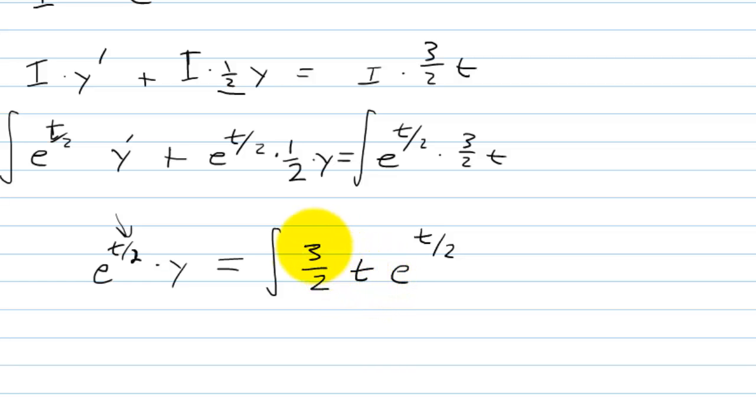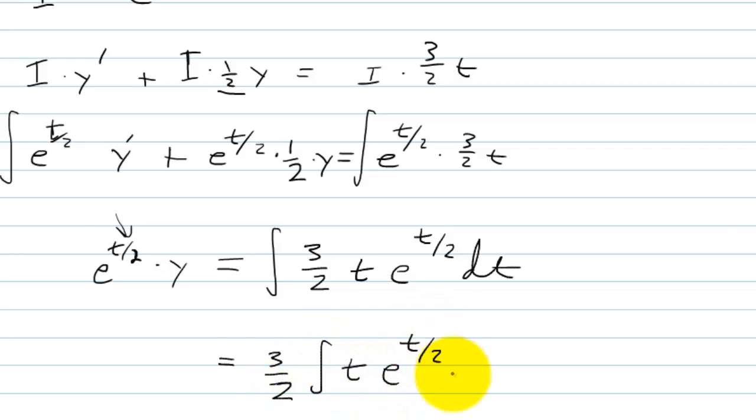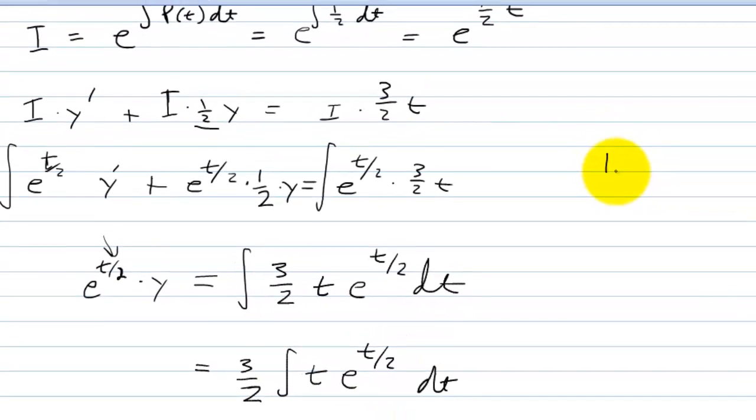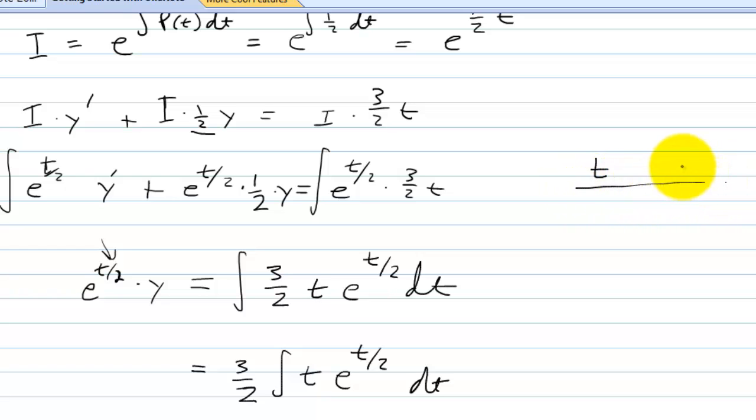So first thing I'm going to do is kick this 3/2 out. Well, don't forget dt. So I'm going to rewrite this as 3/2 the integral of t e to the t divided by 2 dt. In order to use tabular integration, we're going to use t and e to the t divided by 2. So we're going to have t, and then we're going to have e to the t divided by 2.